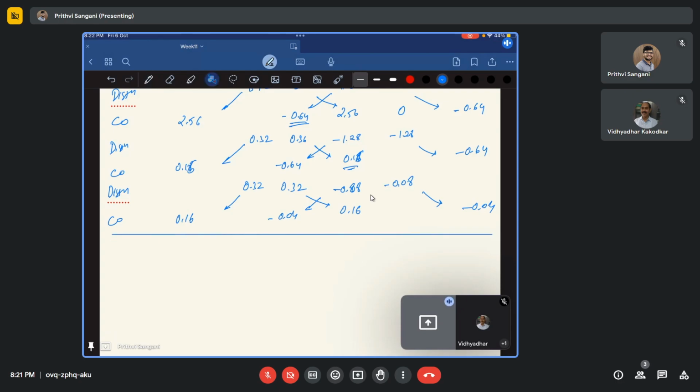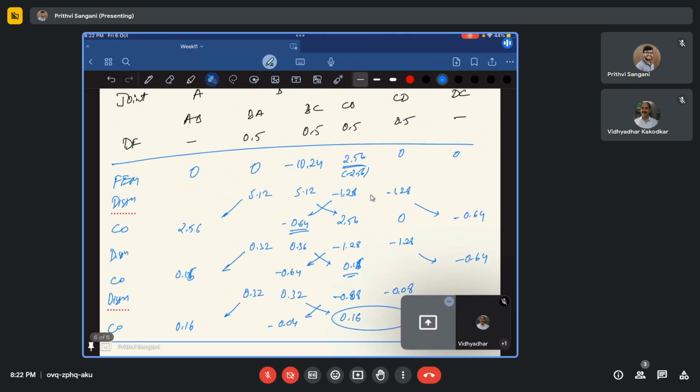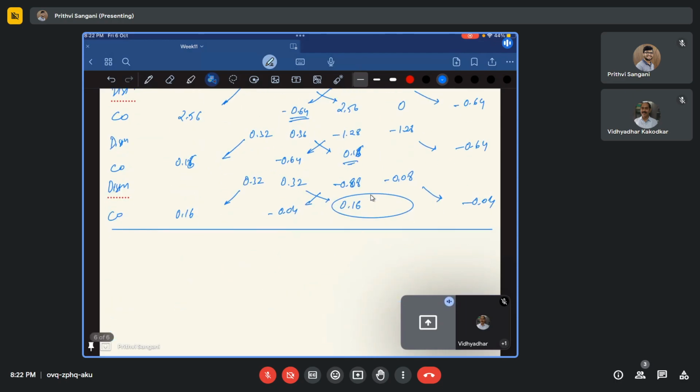Why I'm stopping is, you see what is happening at joint C. You have 0.16 plus 0, so the net moment is 0.16. I'll just assume it as almost equal to 0. And at joint B, my net moment is minus 0.04. That's fine for me, because that is going to give me a good solution there.